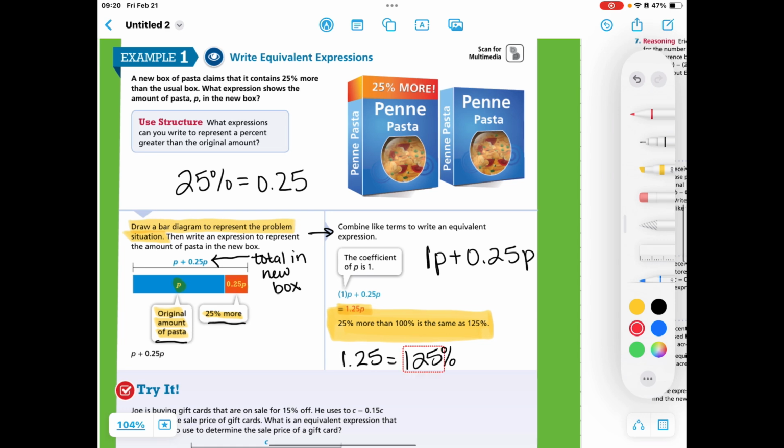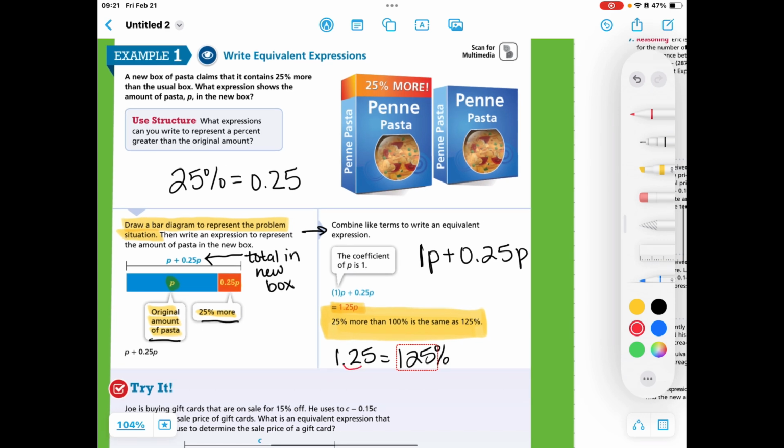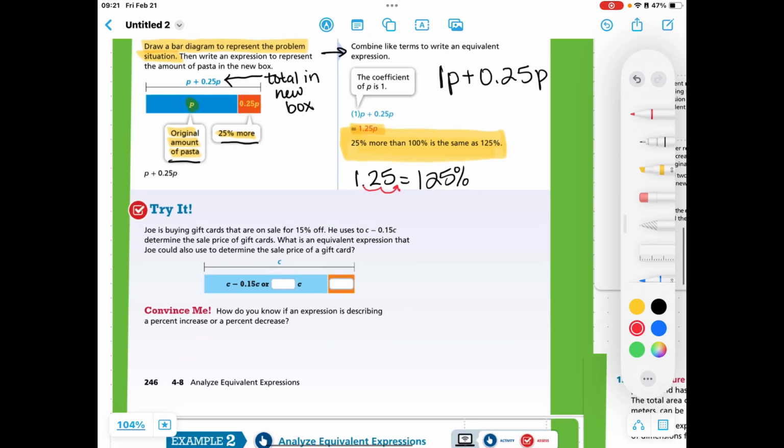Keep in mind with percentages, you just move that decimal over 2 times. And to make a percentage a decimal, you do the same thing in reverse. You take it and move it forward. So we're not going to be dealing all with percentage problems, but it is a good thing to remember. So we're going to try it together since it deals with another percentage.